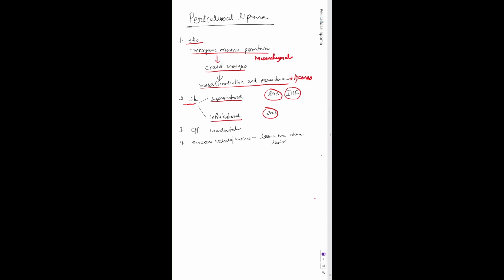So how will the patient present? That is the clinical feature. Normally the patient will be asymptomatic and thus this will be an incidental finding. A point to note is that these lipomas encase the vessels and nerves, so they are also known as leave-me-alone lesions. Now let us see how they will appear on imaging.